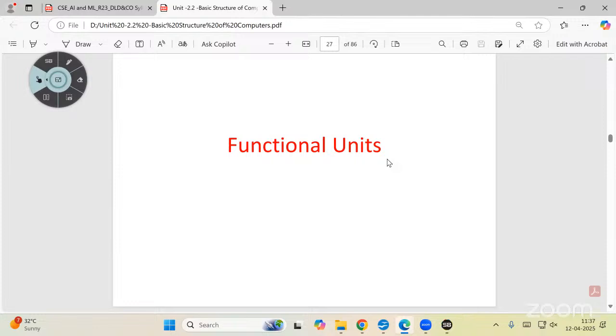Next one, the functional units in the computer. So after these discussions, what are the functional units in the computer?